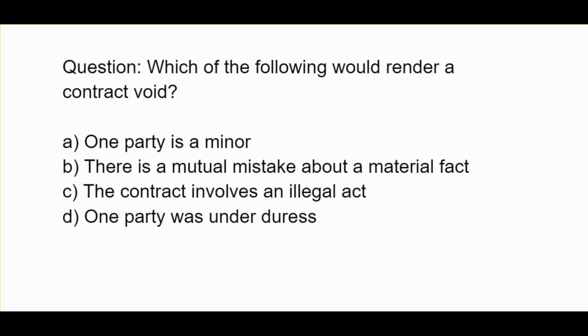Which of the following would render a contract void? A, one party is a minor. B, there is a mutual mistake about a material fact. C, the contract involves an illegal act. D, one party was under duress.